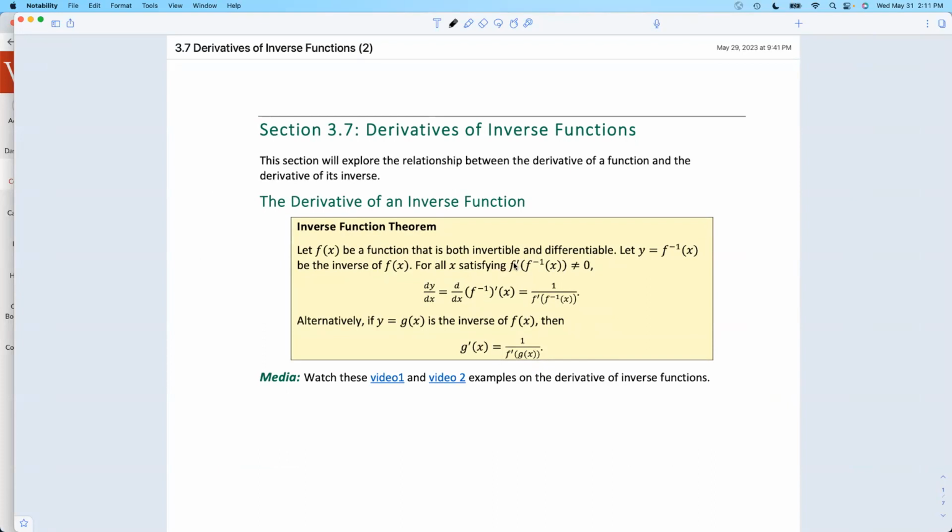And the derivative of the inverse is not identically equal to 0. Or another way of saying that is this statement is true for any x values where the derivative evaluated at the inverse is not 0. Then the derivative of the inverse is 1 over the original function's derivative evaluated at the inverse.